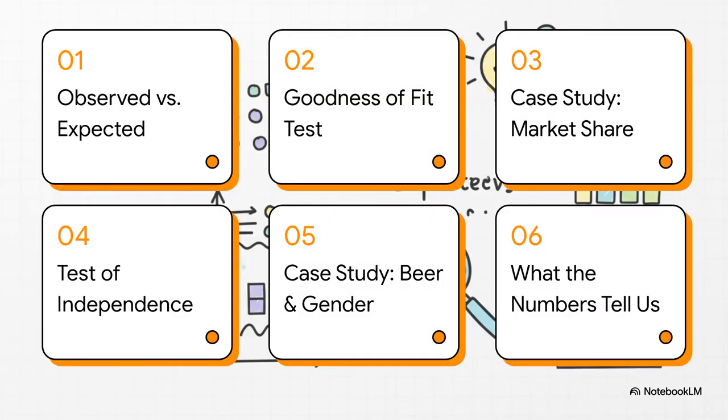All right, here's our game plan. First, we'll break down the core ideas, what we actually see versus what we expect to see. Then we'll look at our first tool, the goodness of fit test, with a case study about market share. After that, we'll check out the test of independence to settle a debate about beer preferences. And finally, we'll wrap it all up.